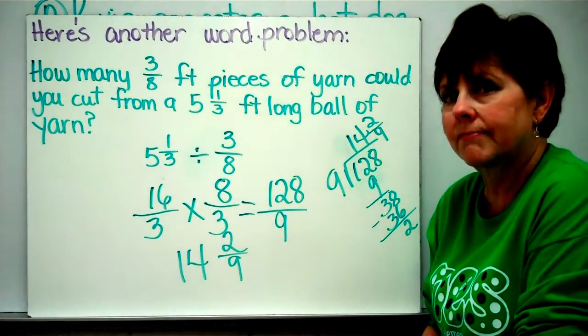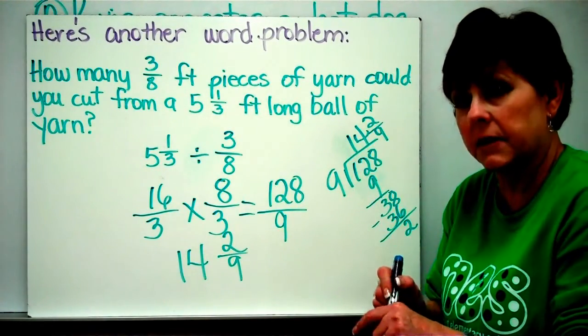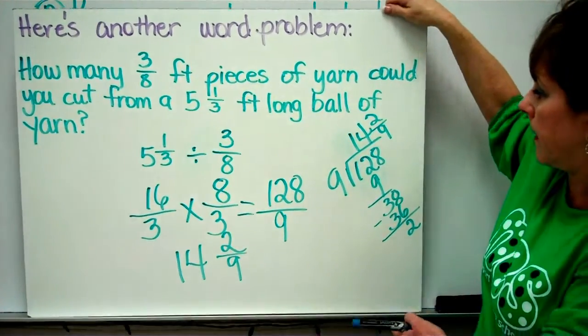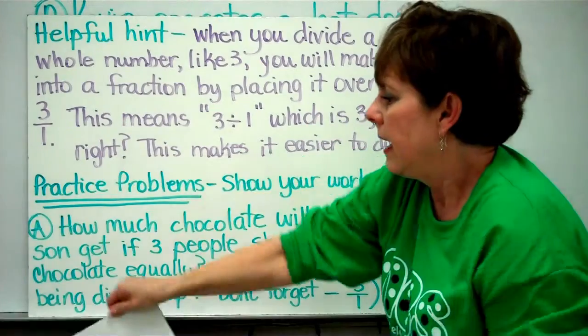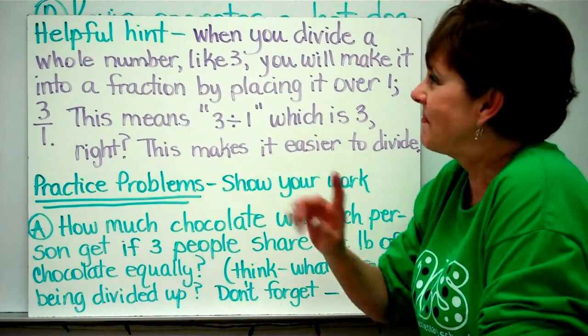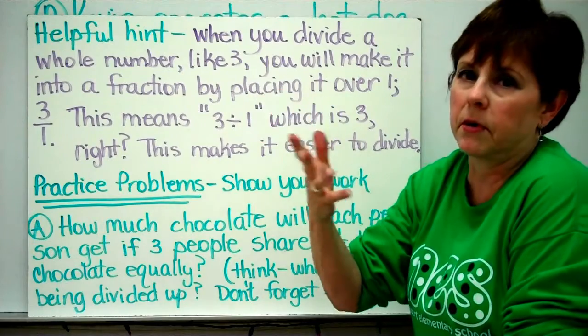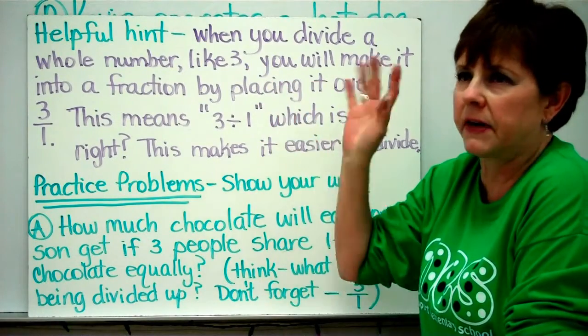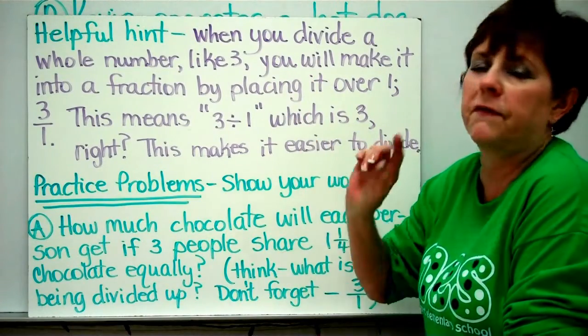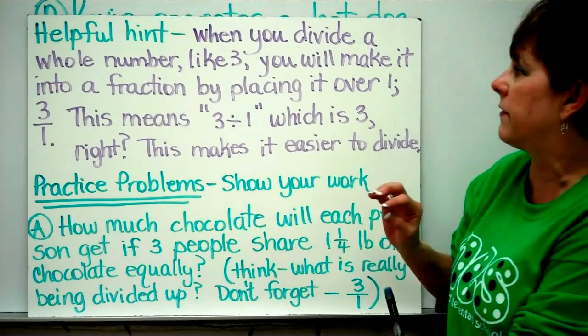Any questions? Be sure that you write it down so that we can talk about it tomorrow if there's something that's confusing you. Here is a helpful hint that you will need along the way, promise. When you divide a whole number, let's say 3, it could be 5, it could be 10, it could be 2, but like that, you will make it into a fraction. You have to make the whole number into a fraction.